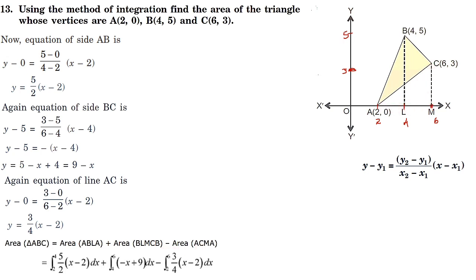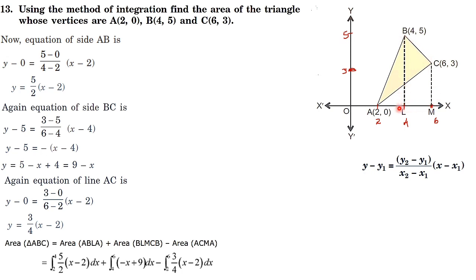Then we know the limits. The area of the first portion is starting from 2 to 4, the area under this line AB. The AB line is this one. When we take the equation, you have to be careful. The area under that particular line is 5/2 × (x − 2). That is written. Because different equations are there, when we take equations you have to be careful. Next is this trapezium portion.